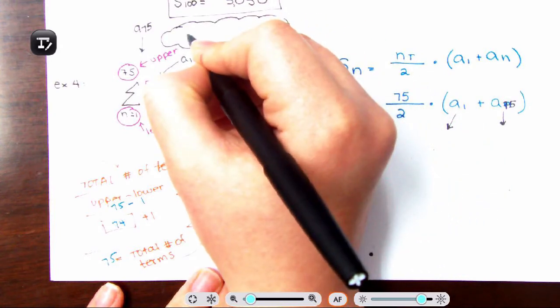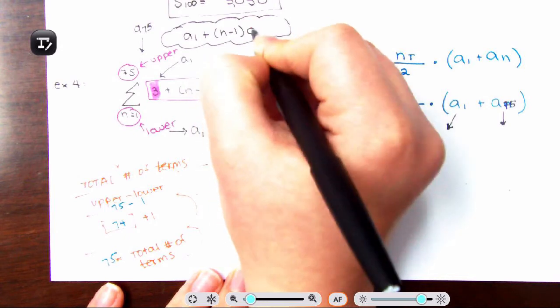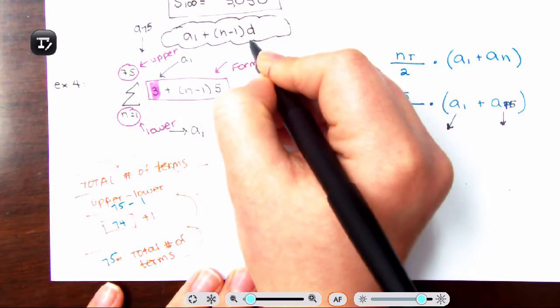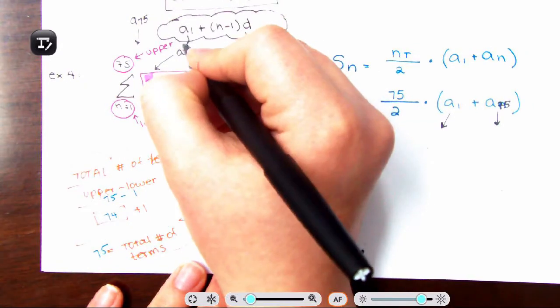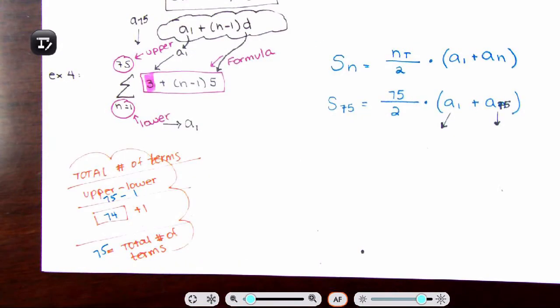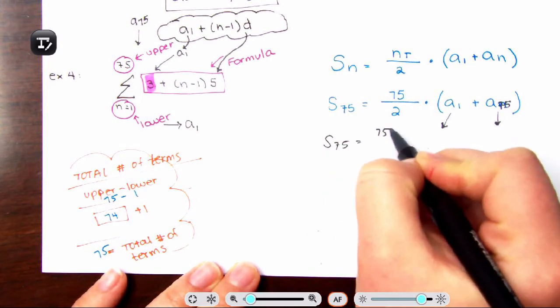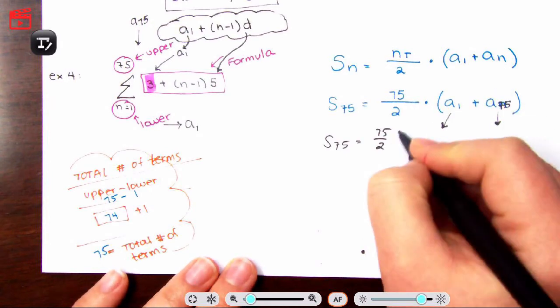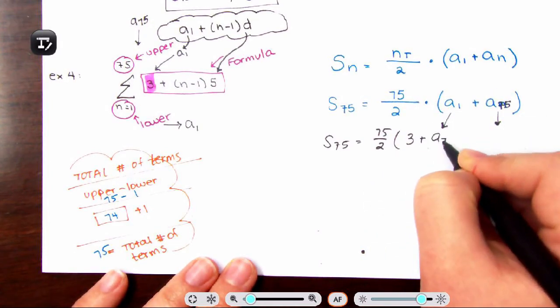This is the formula: a sub 1 plus n minus 1 times d. So the common difference is 5. A sub 1 is 3. Anyways, so now that we have it, S sub 75 is equal to 75 divided by 2 times 3 plus, we still don't know what a sub 75 is.